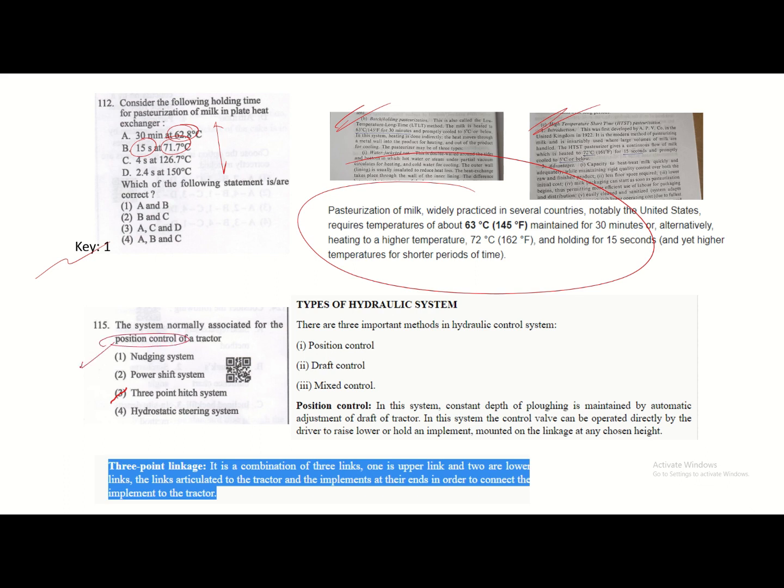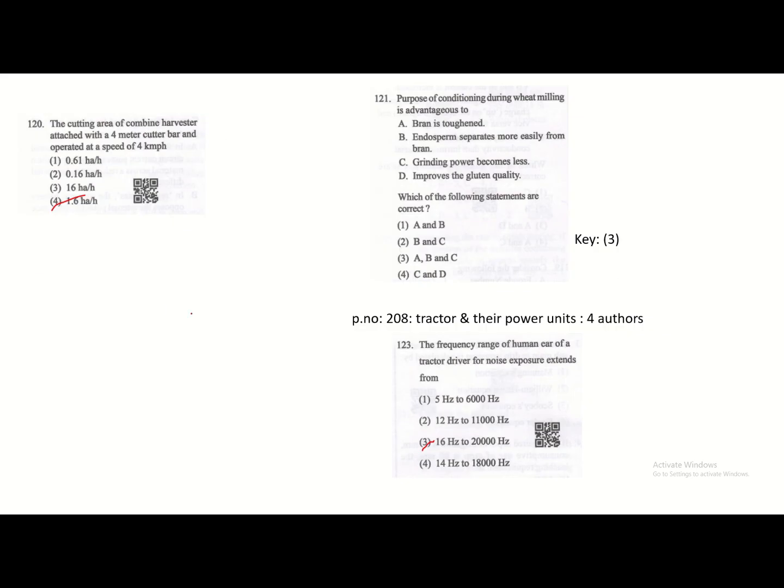Next, the position control system. We know that is the 3-point hitching system. So it is not the power system, not the nudging system, not the hydrostatic steering system. The next question is the cutting area of the combine harvester. This is a very simple question.